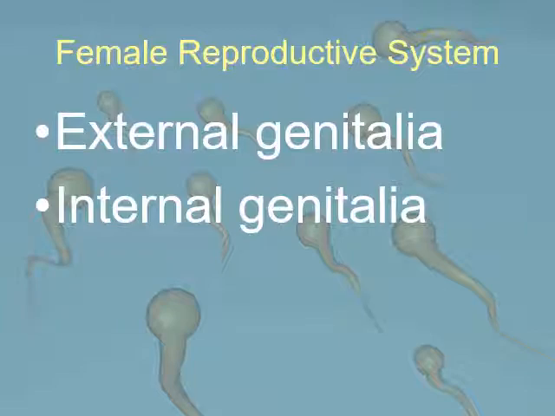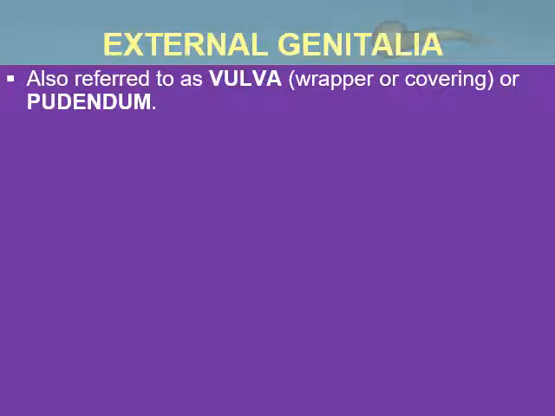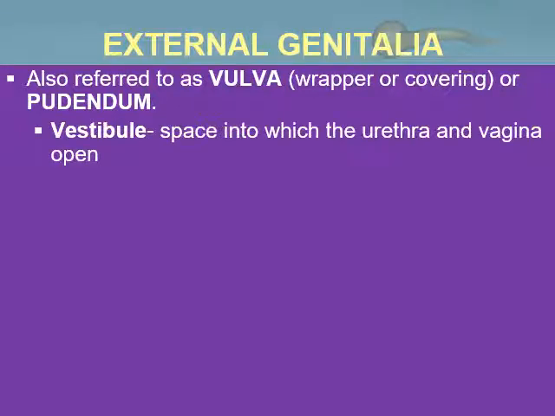So, we have the female reproductive system. We have the external and internal genitalia. What is included in the external genitalia? The external genitalia is also termed the vulva, meaning wrapper or covering, or pudendum. What are included there?